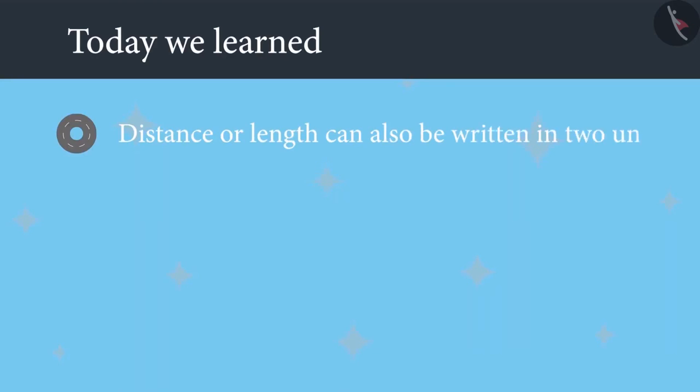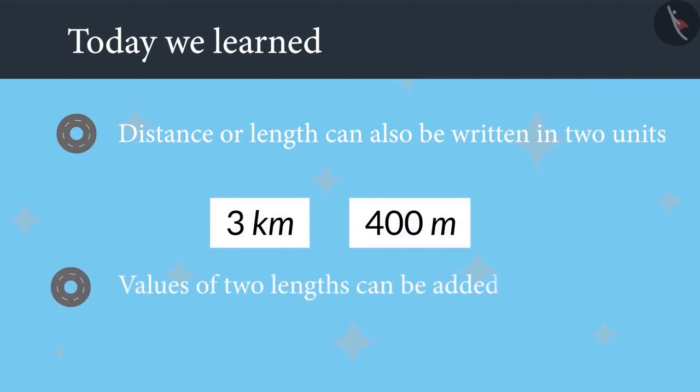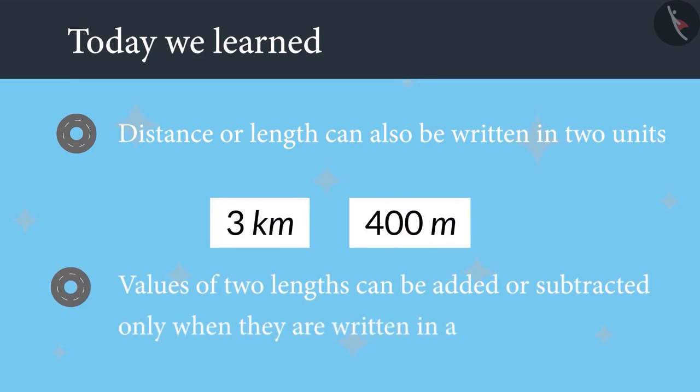Today you learned that distance or length can also be written in two units. Example, 3 kilometers 400 meters. Values of two lengths can be added or subtracted only when they are written in a single unit.